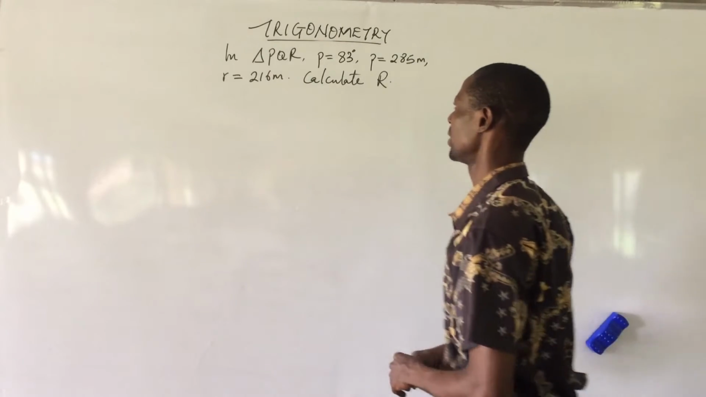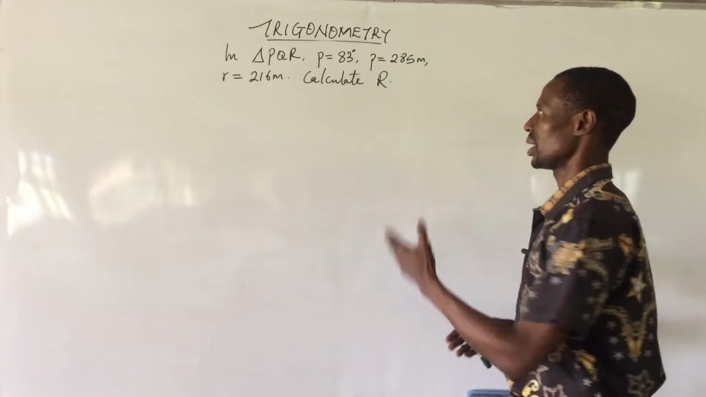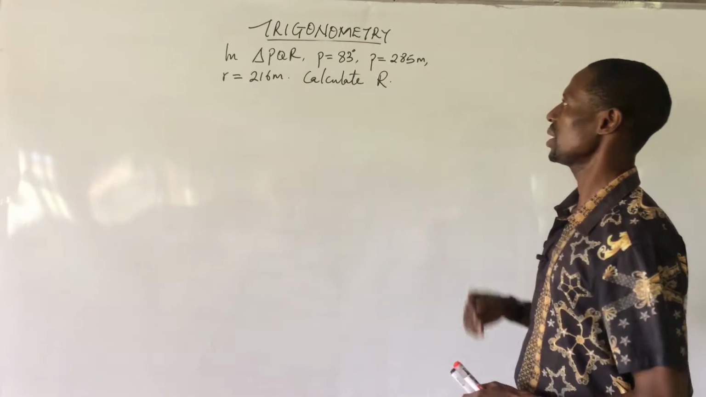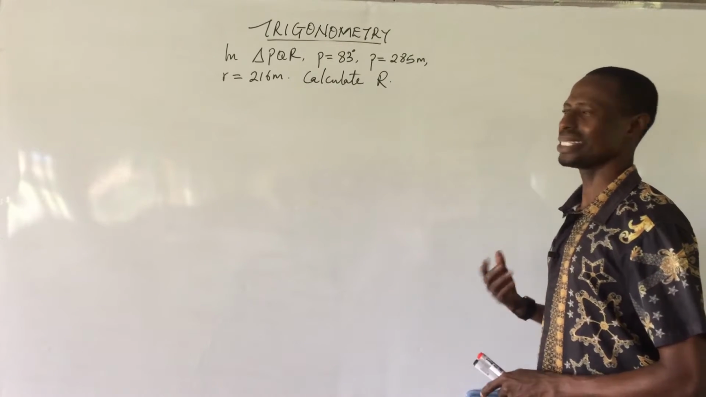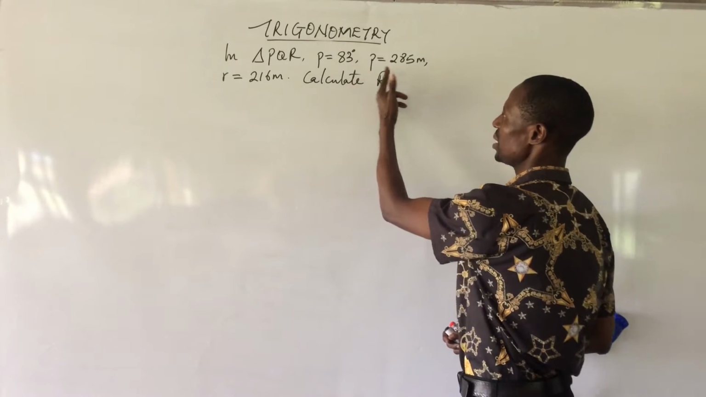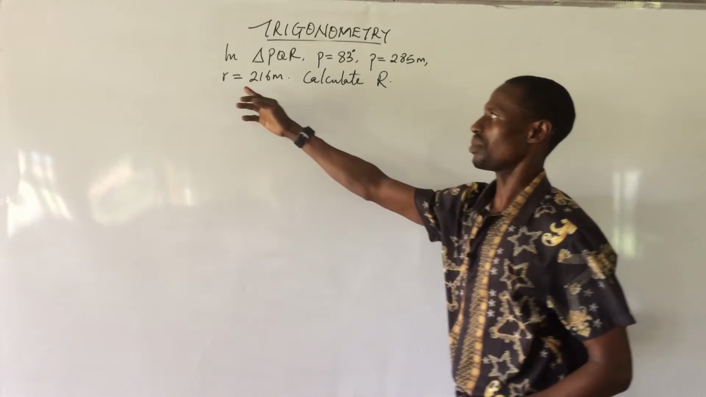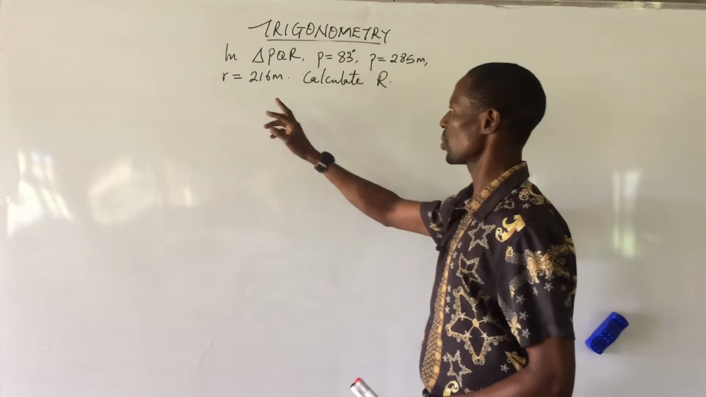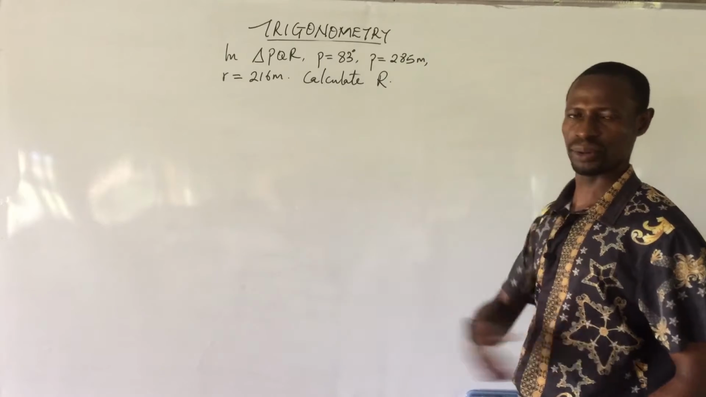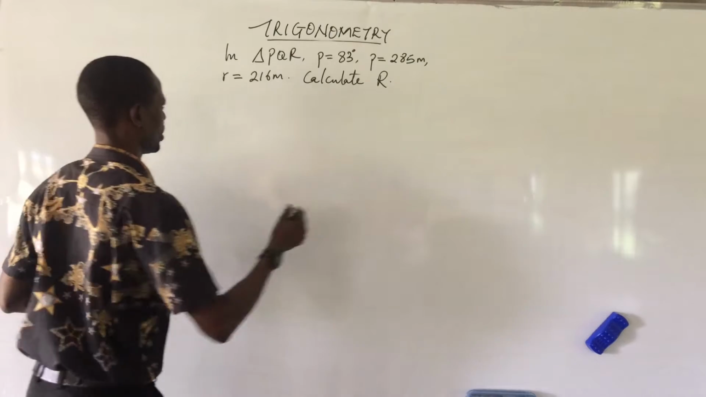Here we have another challenge on solving triangles. The question reads: in triangle PQR, angle P is equal to 83 degrees. The small letter p is equal to 285 meters. Small letter r, which is length r, is equal to 216 meters. Calculate angle R, which is capital letter R. So how do we solve this? Let's take our solution.